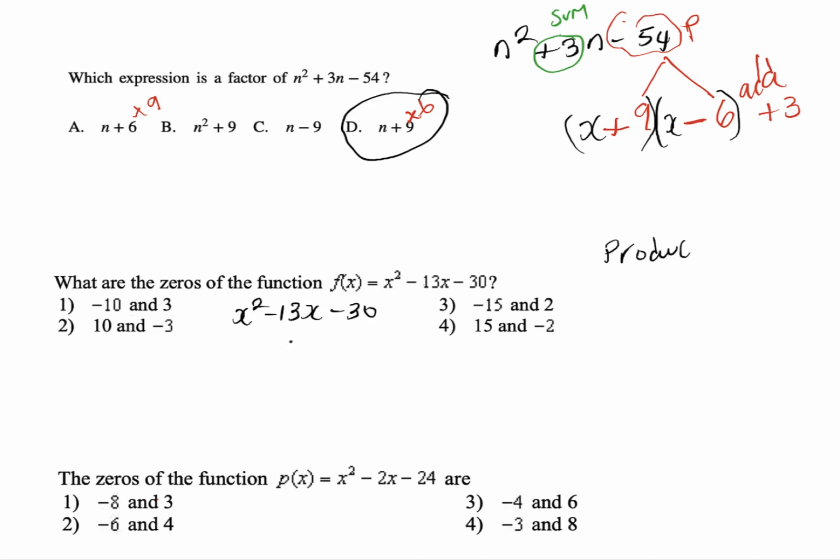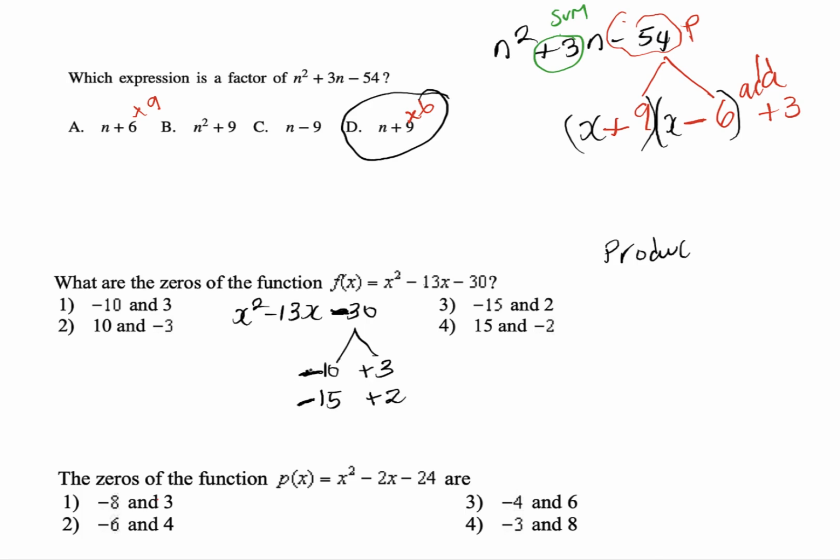So I see 10 times 3, that's 30. That's good. So I have 10 and 3. Notice I didn't put in any signs yet. And then 15 and 2. Now we need a negative 30, so one of these numbers has to be negative. Let the sum help you. Because the sum is negative 13, whoever is the bigger number will take the negative. So this will be negative, and this will be positive.